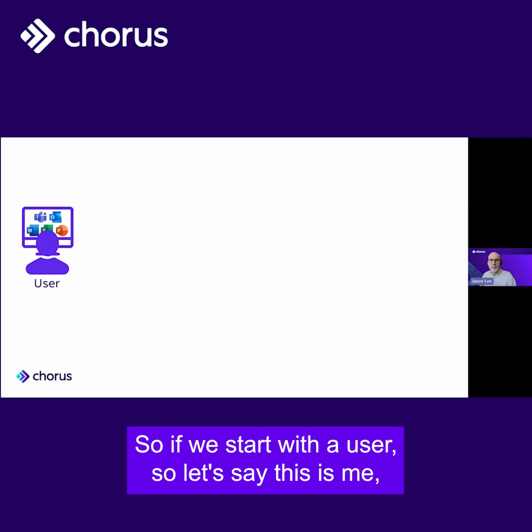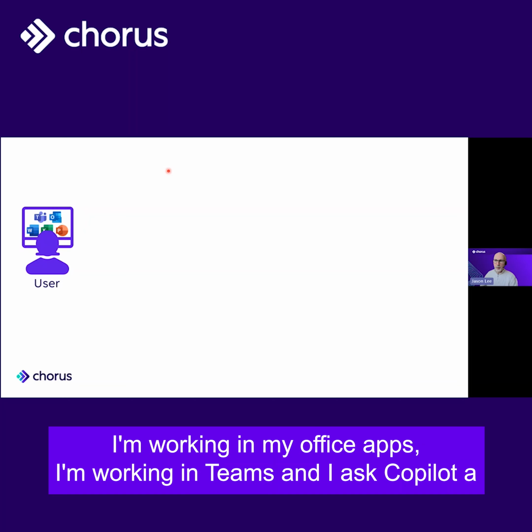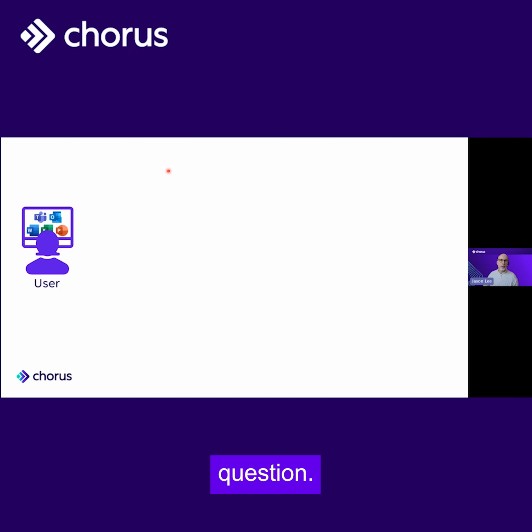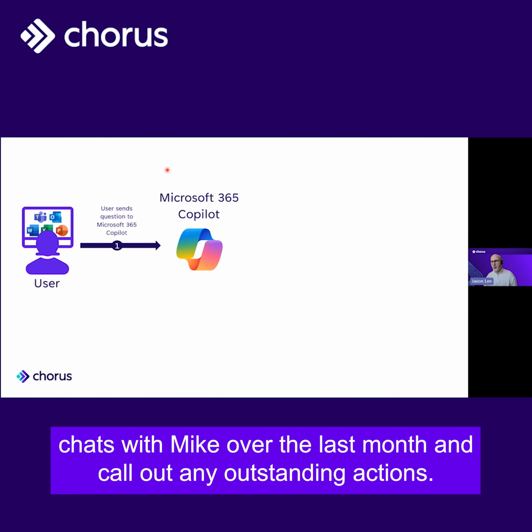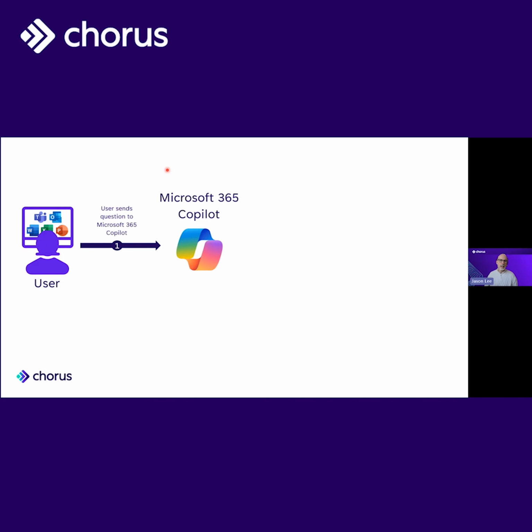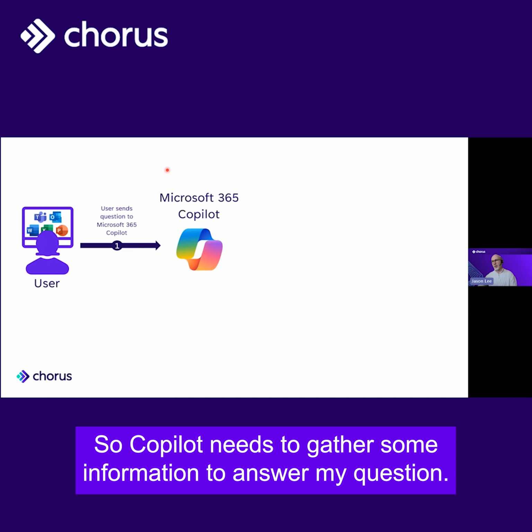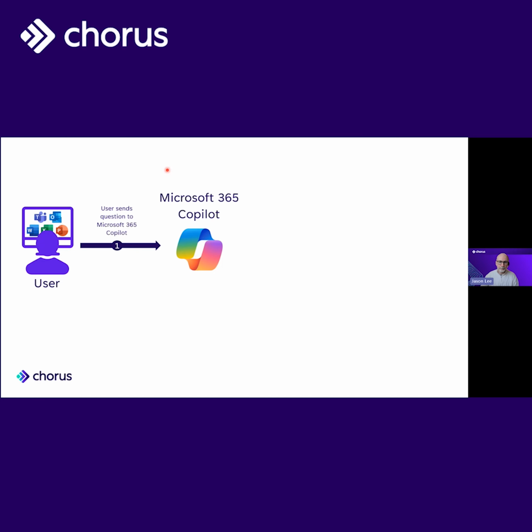So if we start with a user, let's say this is me, I'm working in my Office apps, working in Teams, and I ask Copilot a question. Let's ask Copilot something like, summarize all of my emails and Teams chats with Mike over the last month and call out any outstanding actions. So Copilot needs to gather some information to answer my question. It's a process known as grounding.